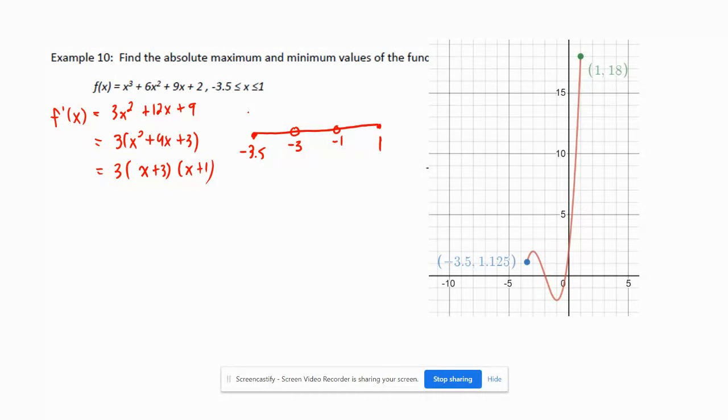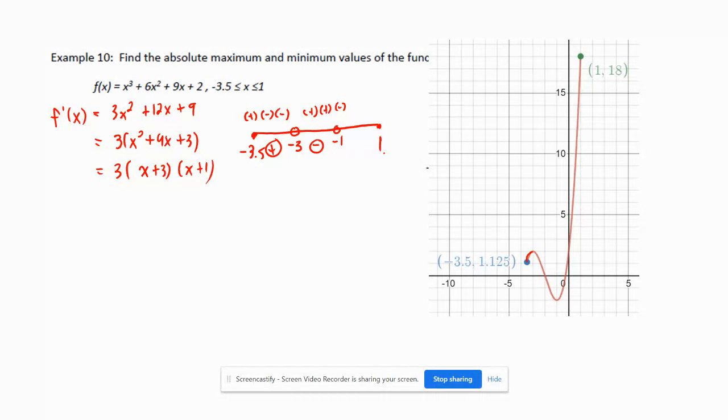The number 3 is positive. -3.25 plus 3 is negative. This is going to be a positive interval. And we can see that over here, from here to here, this function is increasing. In between -3 and -1, 3 is positive. -2 plus 3 is positive. -2 plus 1 is negative, so we're negative in this region here.